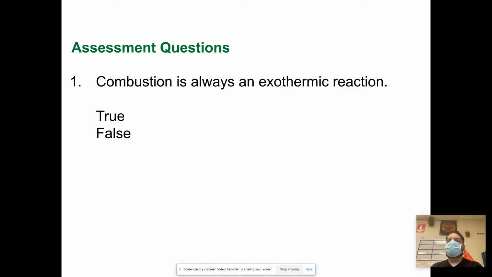Combustion is always an exothermic reaction. True or false? True. Whenever you burn something and it unites with oxygen, heat and energy is released.